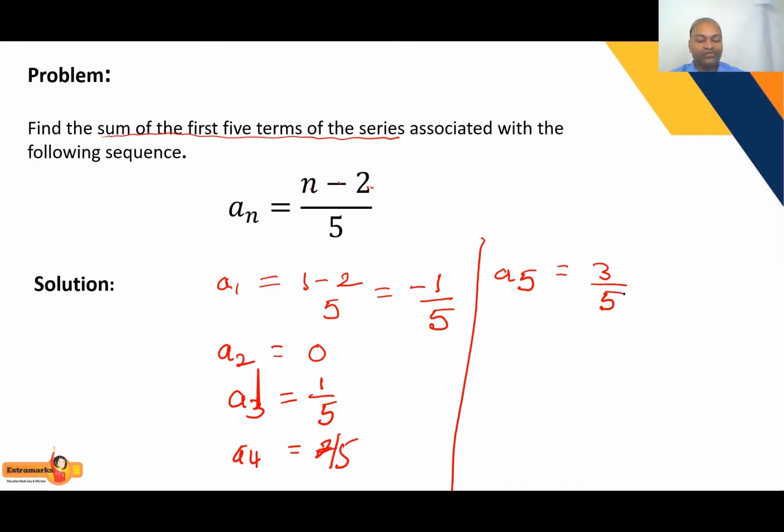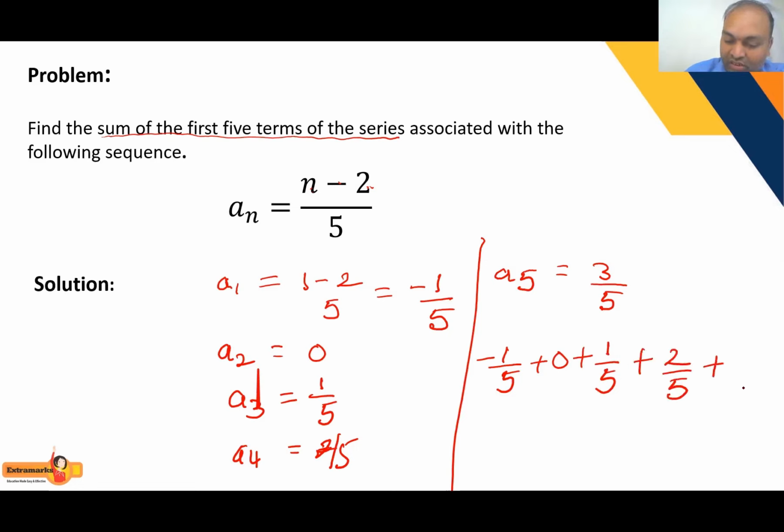Right. Now here I found first A1, n is equal to 1, n is equal to 2, and so on, n is equal to 5, substitute. Finally we got these values. Now series means, what I told, add, write the plus symbol. So the first answer we got is minus 1 by 5, plus the next answer 0, plus the next answer 1 by 5, the next answer is 2 by 5, and then the last one is 3 by 5. That is the answer for this question.